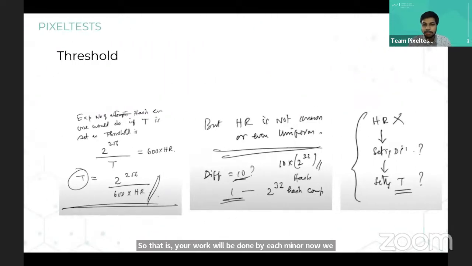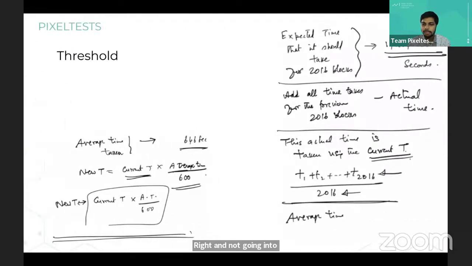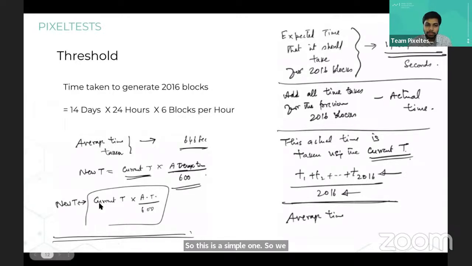Now we have seen in our previous session how we calculate a new threshold based upon the previous threshold. I'm not going into the derivation part of it. This is a simple one. The new threshold is equal to the current threshold into the average time taken for generation of those blocks, divided by 600. So the average time taken for 2016 blocks, divided by 10 minutes, which is 600 seconds. If you multiply it with the current threshold, you get the new threshold. We'll see an example here.